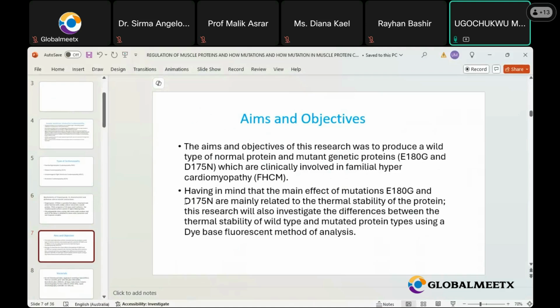Having in mind that the main effect of the mutations E180G and D175N is related to the thermal stability of the proteins, this research was also conducted to investigate the differences between the thermal stability of wild-type and mutated proteins using a dye-based fluorescent method of analysis.